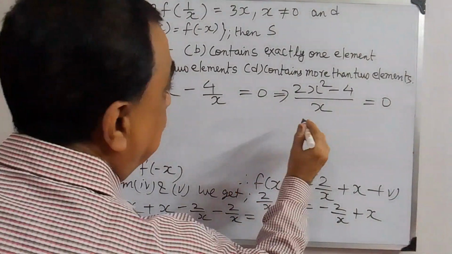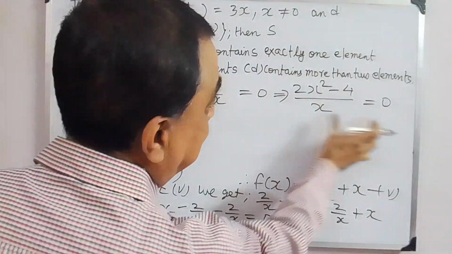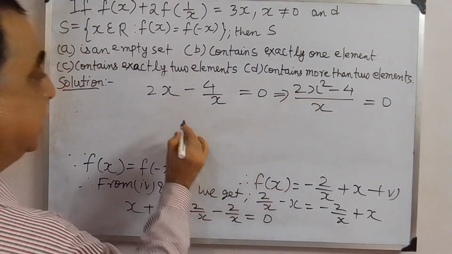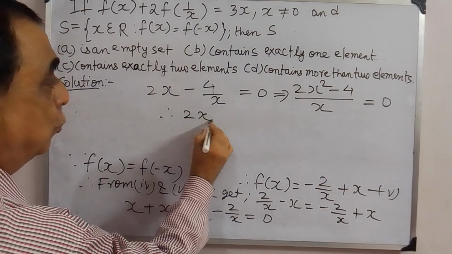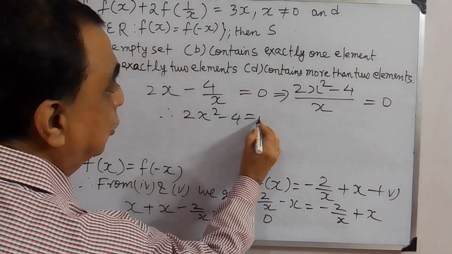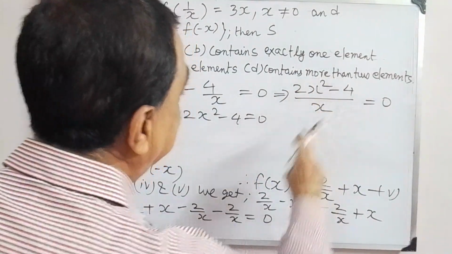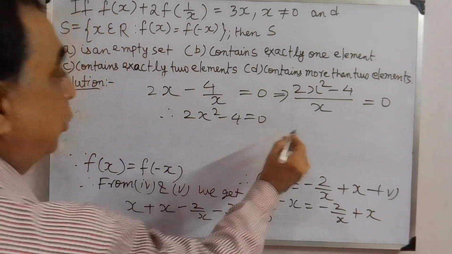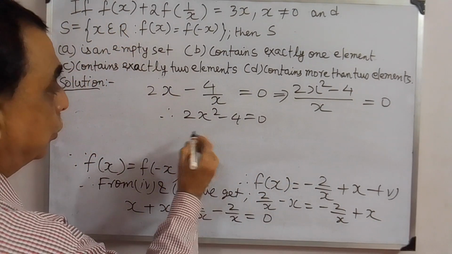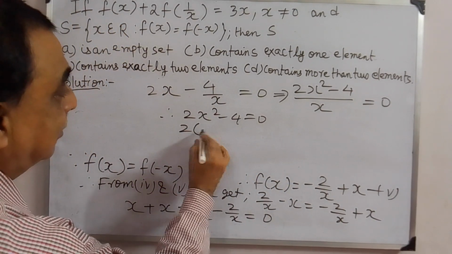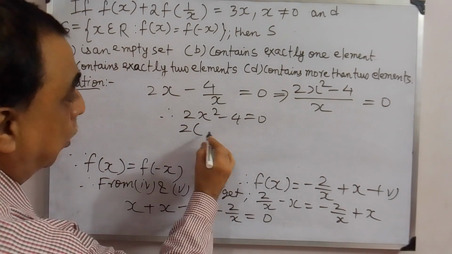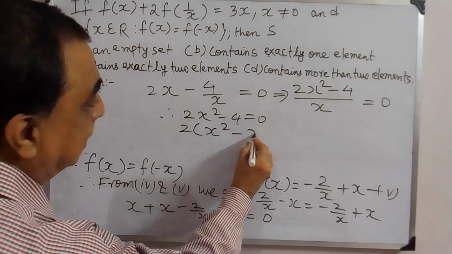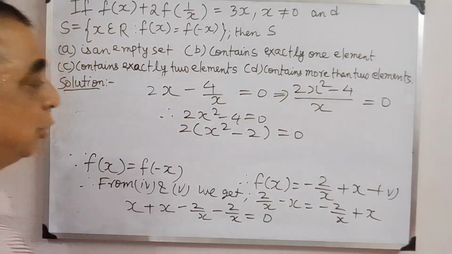Since this value is equal to 0, the numerator must be 0. So 2x squared minus 4 is equal to 0. Divide by 2, or take 2 common between these two terms. So x squared minus 2 is equal to 0.